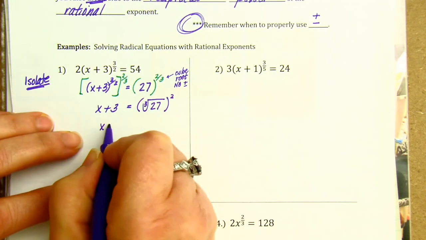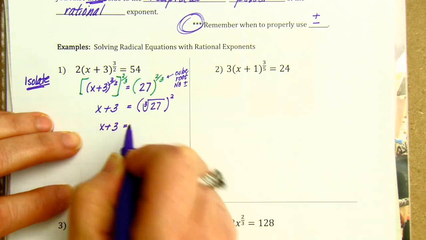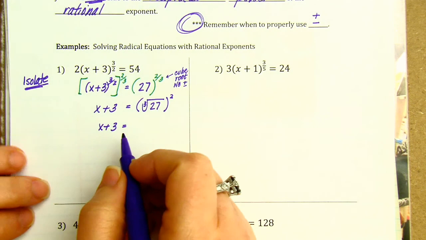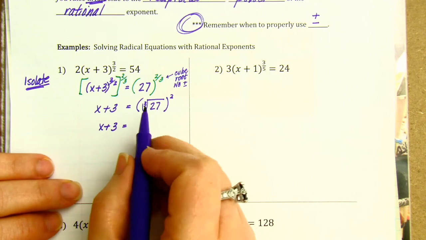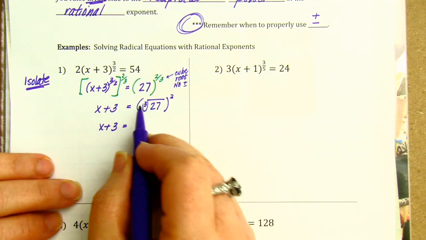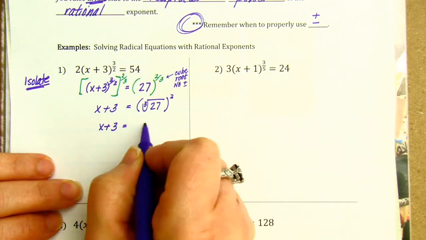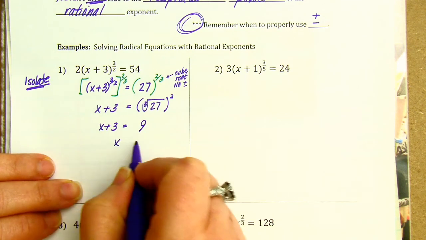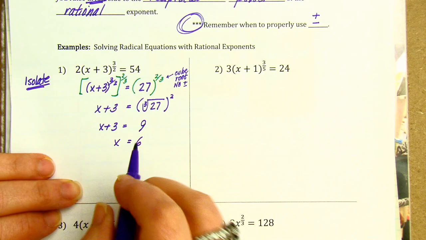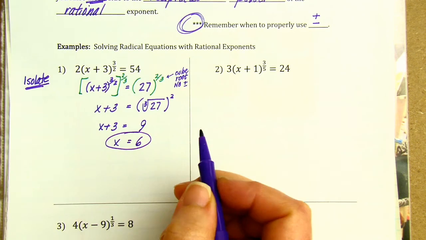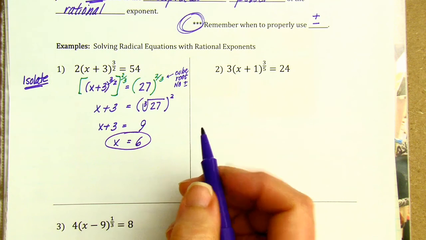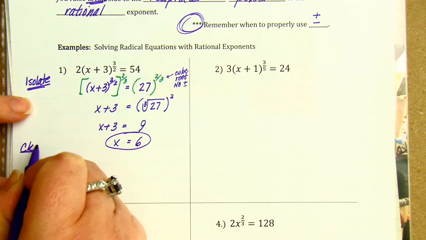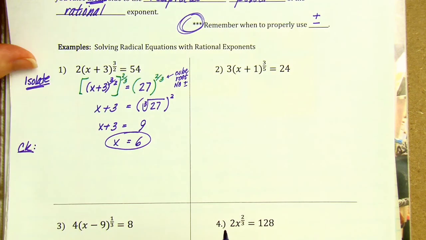x plus 3 equals. So again, on the left side, we have the x plus 3. And over here, the cube root of 27 is 3. And 3 squared is 9. Now we're going to subtract the 3. x equals 6. You must check these. These are radical equations. And you need to be checking these in your homework.